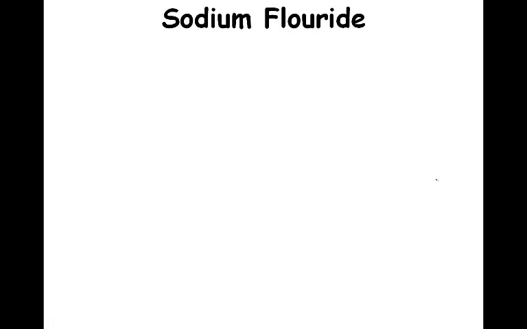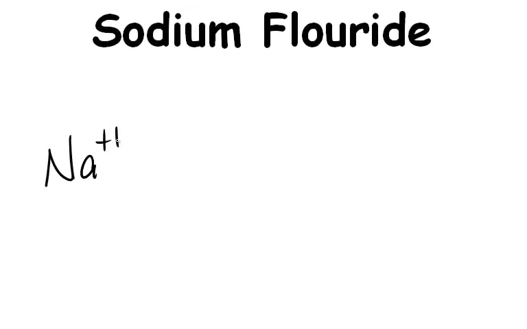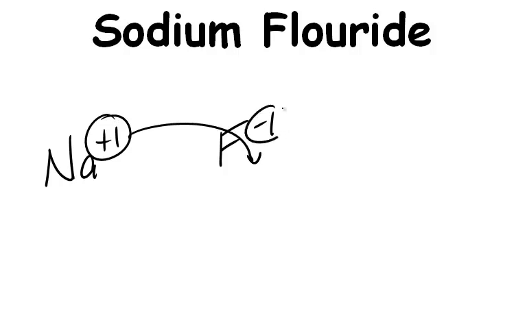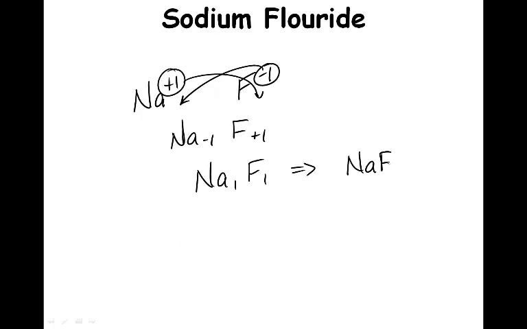Sodium fluoride. On the back of the periodic table, we know that sodium forms a positive 1 ion. We know that fluoride is a fluorine atom that has gained an electron, so it's negative 1. Step number 2 is to crisscross the charges, resulting in Na negative 1, F positive 1. Step 3 is to remove the charges, so Na1, F1, and reduce.